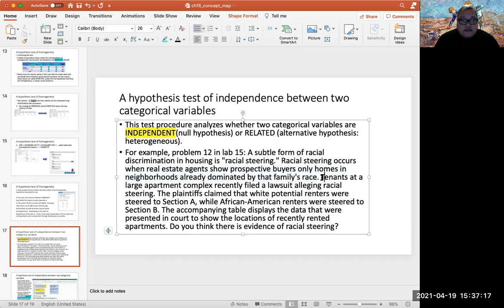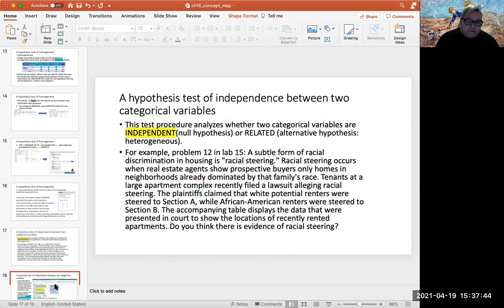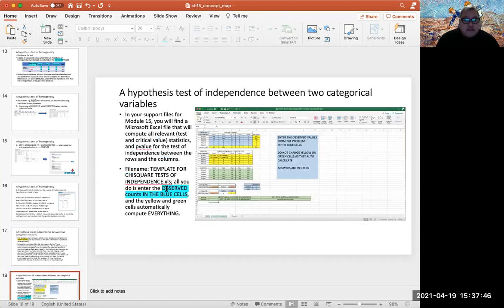And in this case, tenants at a large apartment complex filed a lawsuit alleging that there was steering that led to them not being shown homes that they were interested in, and instead being shown only homes in the racially steered neighborhoods. So in order to perform a test that would hold up in court, where there is a suspicion of racial steering, what you would do is enter the data given in the problem into an Excel template that I built for you.